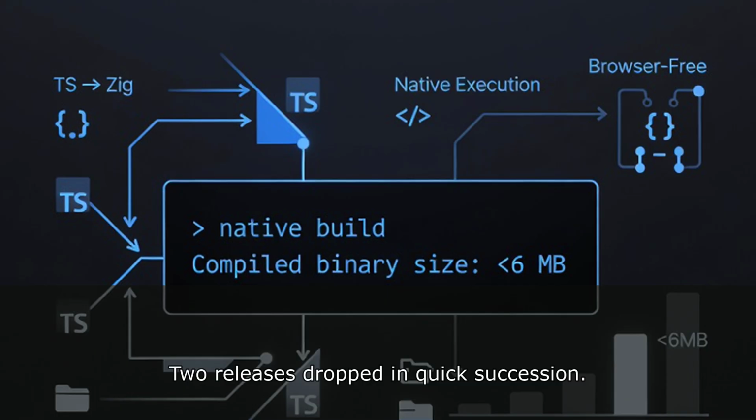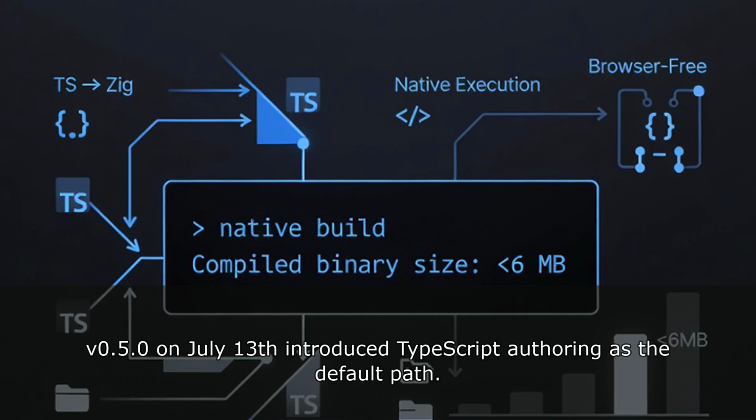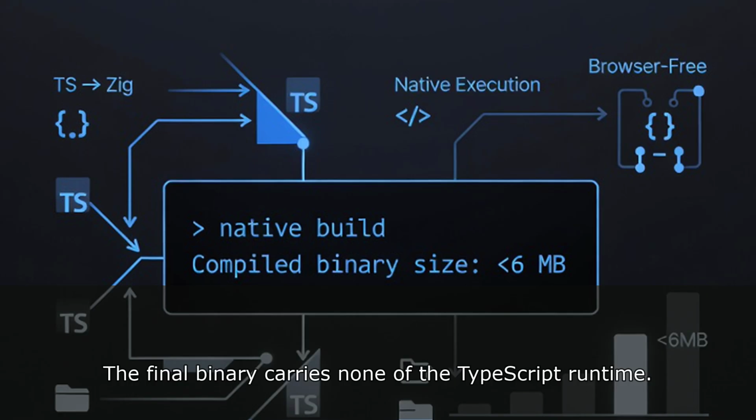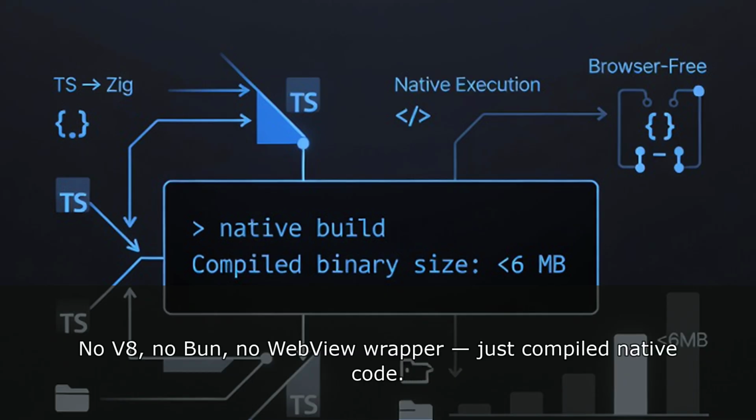Two releases dropped in quick succession. v0.5 on July 13th introduced TypeScript authoring as the default path. You scaffold a project, write your application core in TypeScript, and the build step runs the native SDK core transpiler, which converts that TypeScript into arena-backed Zig. The final binary carries none of the TypeScript runtime. No v8, no bun, no WebView wrapper, just compiled native code.